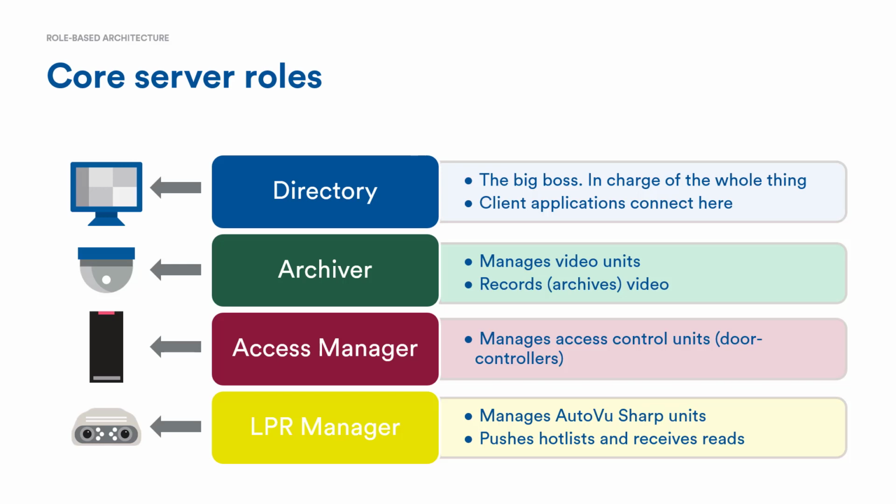The archiver manages video hardware, the access manager manages door hardware, and the LPR manager manages license plate recognition cameras, or more specifically, AutoView Sharp cameras. The LPR manager pushes our configurations into the Sharp cameras and receives license plate reads from them, which are then written to the LPR manager's database.